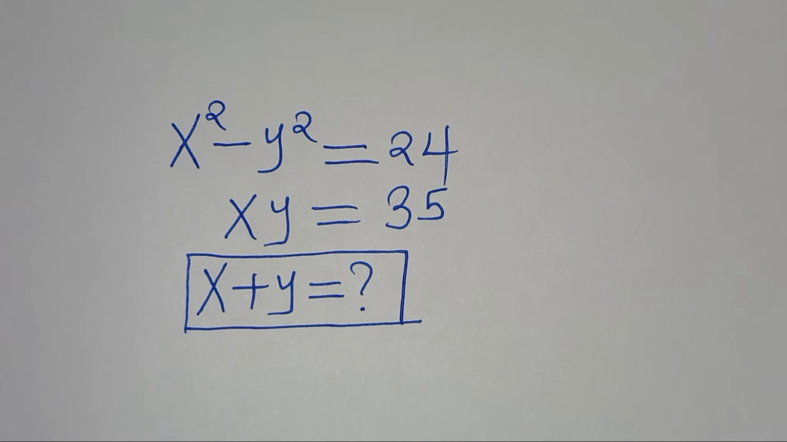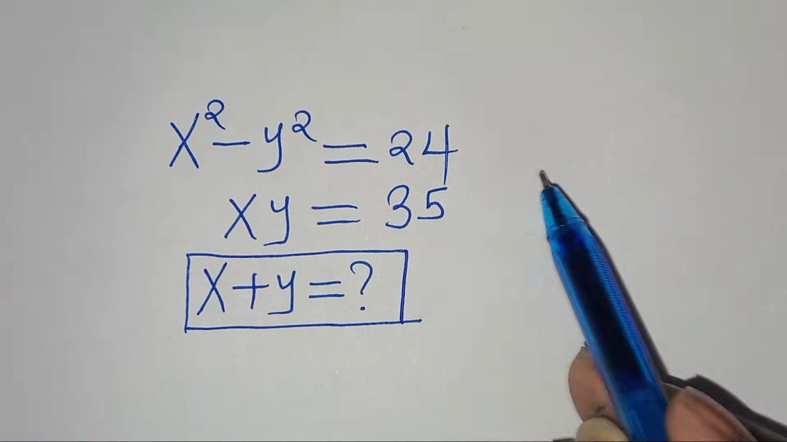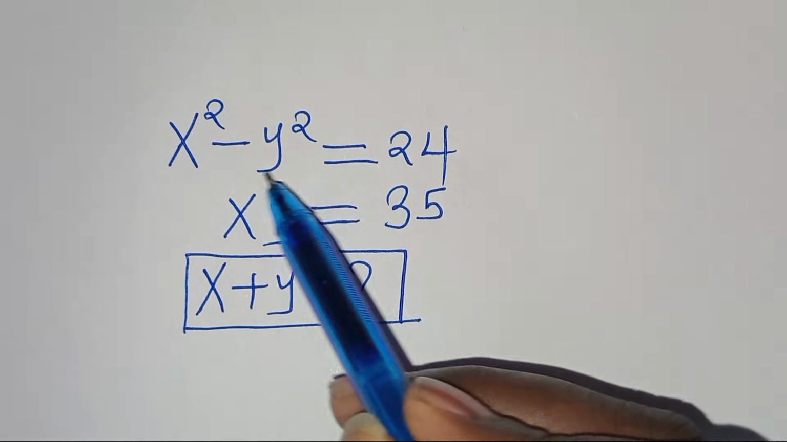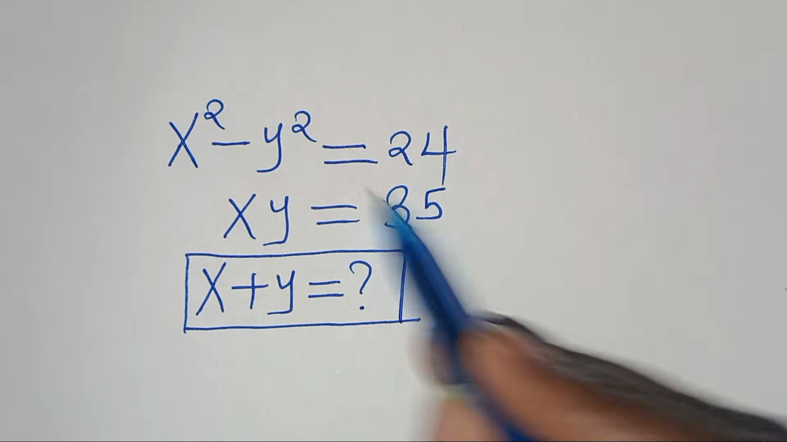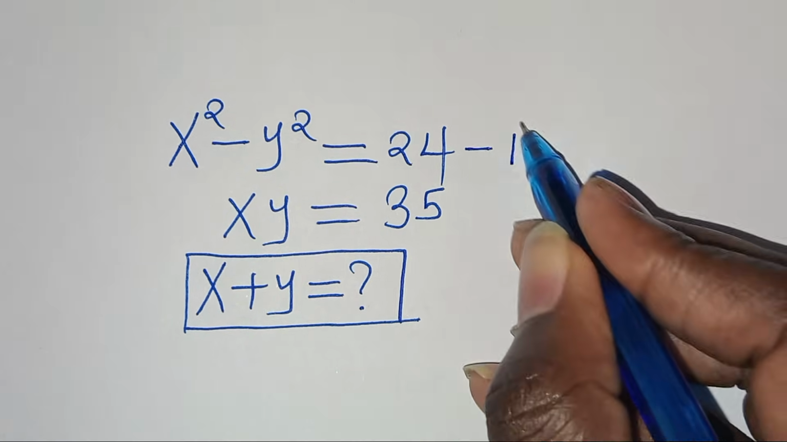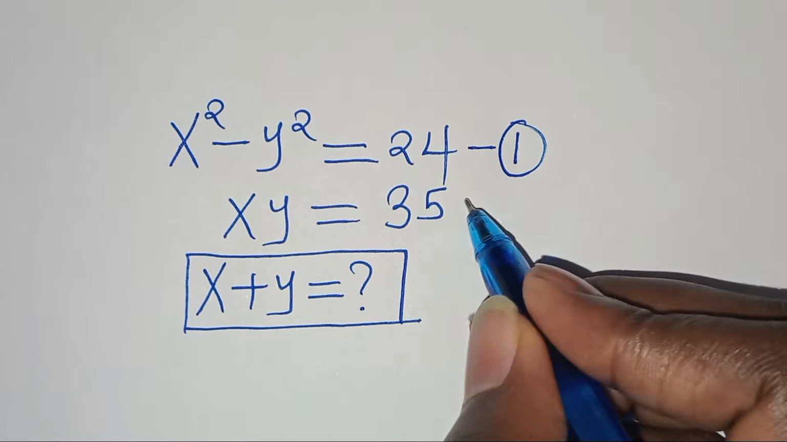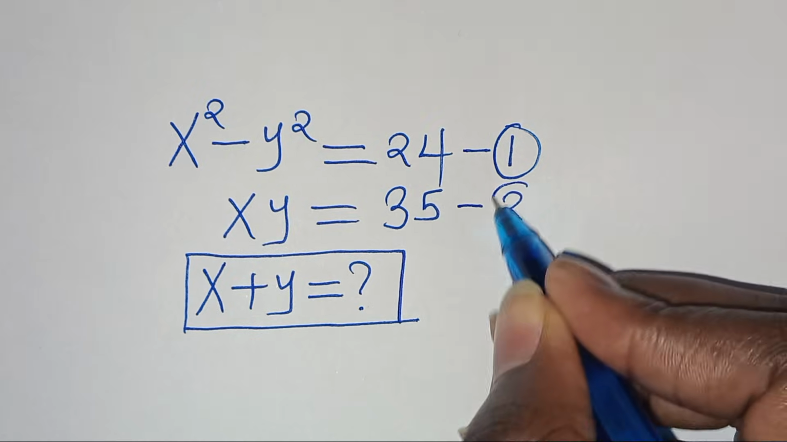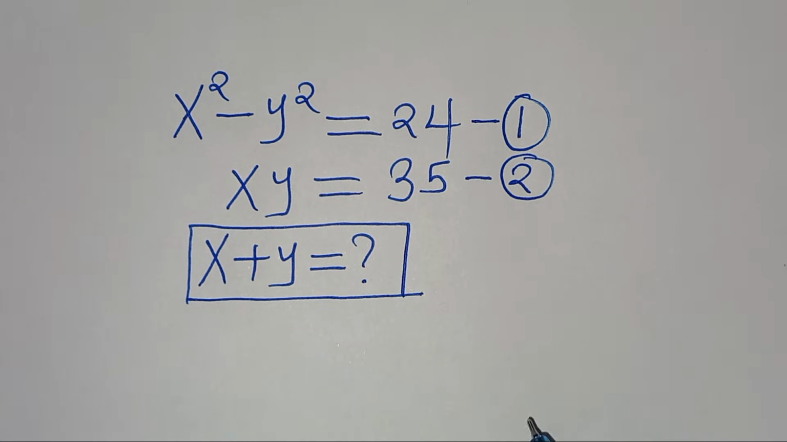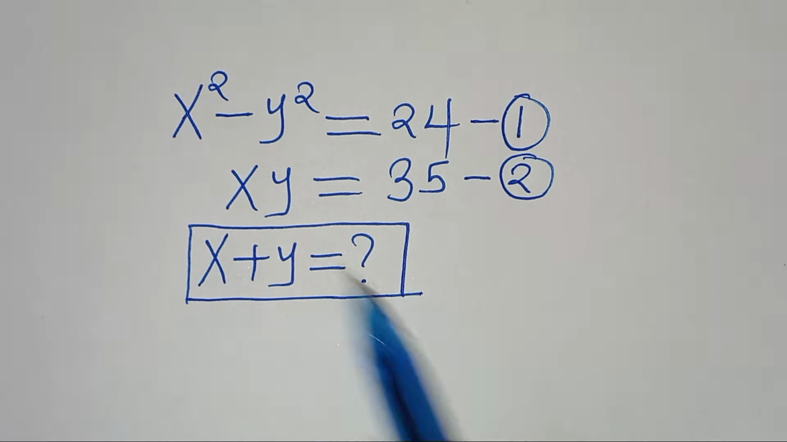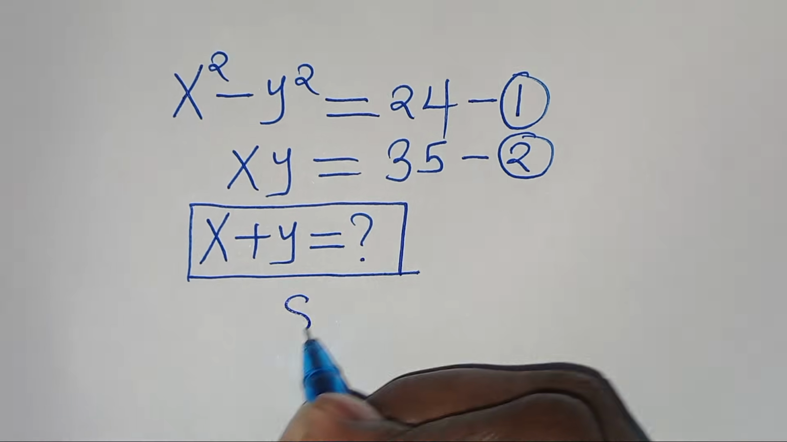Hello everyone, you're welcome to solve this nice algebra problem, which is x squared minus y squared equal to 24. Let's call this equation 1. And then x times y is equal to 35. Let's call this equation 2. So what is the value of x plus y? Let's provide a solution from here.